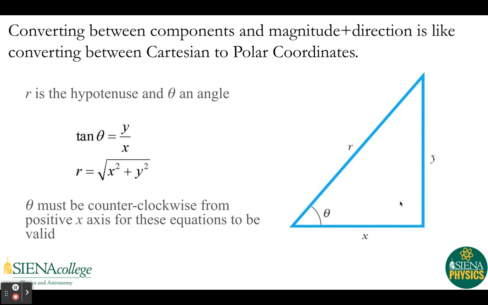So converting between magnitude and direction and the components of vectors is like converting between Cartesian and polar coordinates. So r is hypotenuse and theta is the angle, so that's like our magnitude and direction. And so we can go back and forth between x and y versus r and theta. Right, so the x and y would be the components of the vectors, r and theta are the magnitude and direction. And just note that the theta we will always measure from the positive x-axis. We'll measure counterclockwise this way, okay? So this is like a positive theta, maybe 30 degrees, something like that.